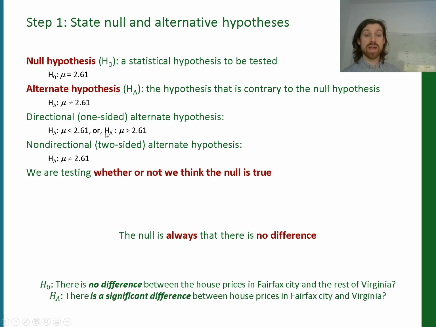You could also say that you expect the house prices in Fairfax City to be lower than elsewhere in the state, and that would be a directional one-sided hypothesis here. But you'd be looking at a different part of the distribution. You'd be looking at the lower end rather than the top end. Okay, so they're just high-level examples, but we'll get to those within the course material today.